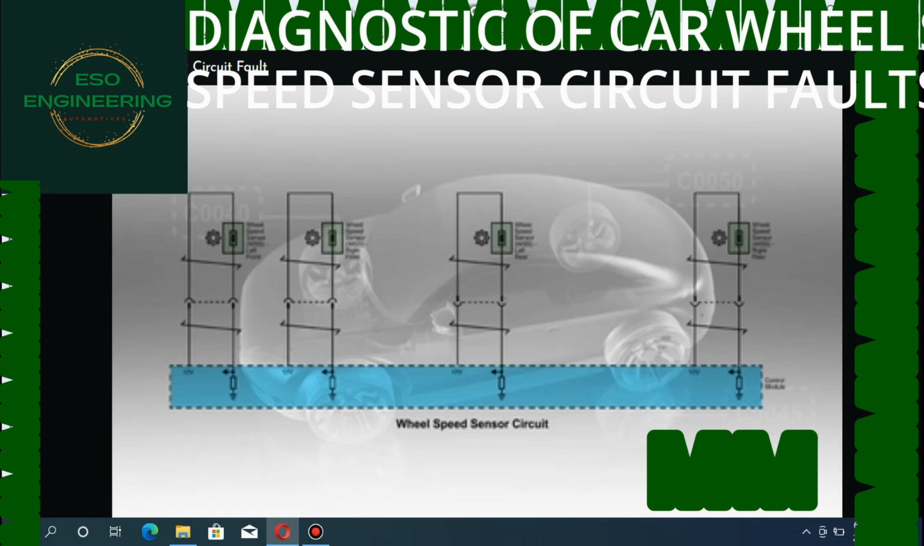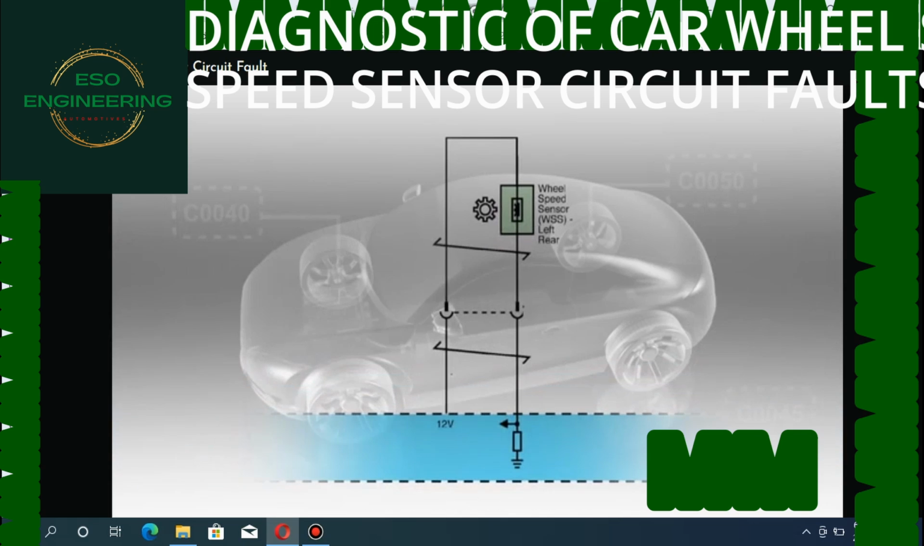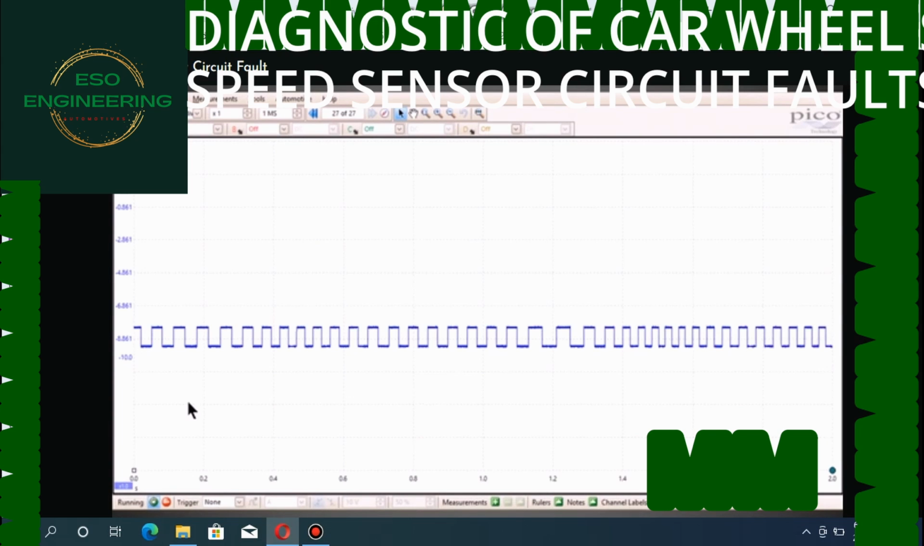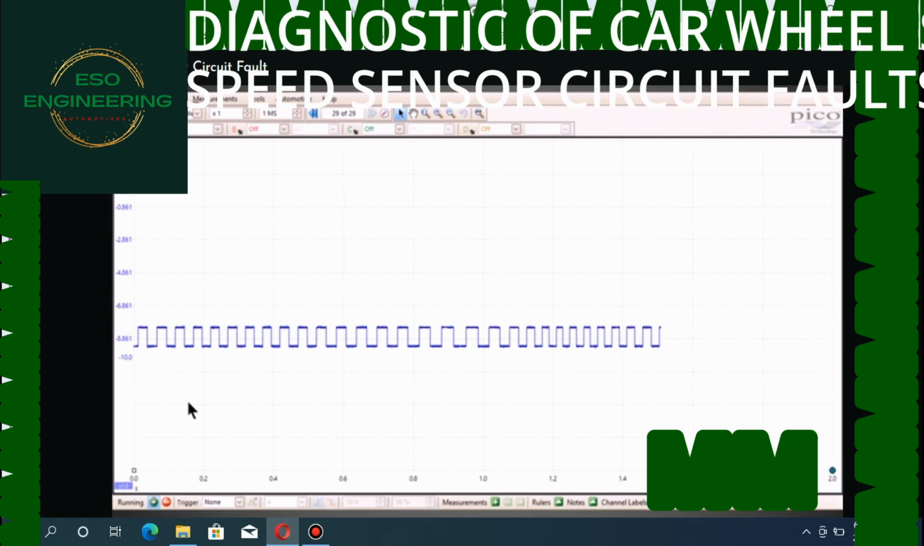Here is a typical schematic for the wheel speed sensor circuits. Each wheel speed sensor has a 12-volt reference and goes to a pull-down circuit. This may vary on different vehicles. The wheel speed sensor receives ignition voltage from the module and provides an output signal in the form of a square wave back to the module as the wheel spins. The module uses the frequency of this square wave to calculate the wheel speed.